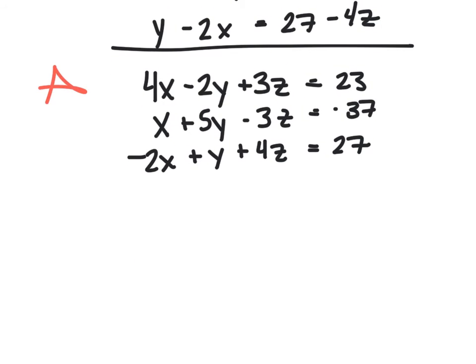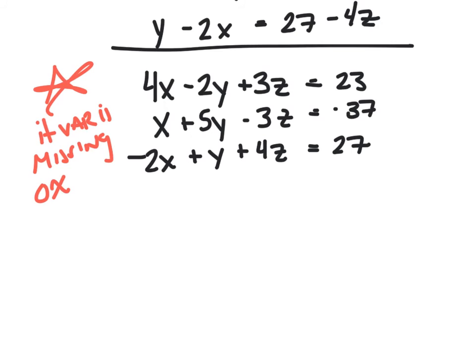Now I think you should make a note in your book here. If a variable is missing, just like in long division, you would have to put in a 0 placeholder. So you would have to do like 0x or 0y or 0z. You definitely want a placeholder if something's missing.